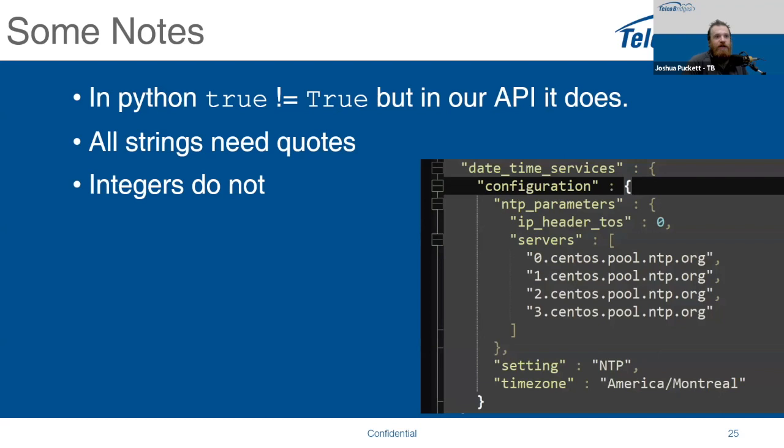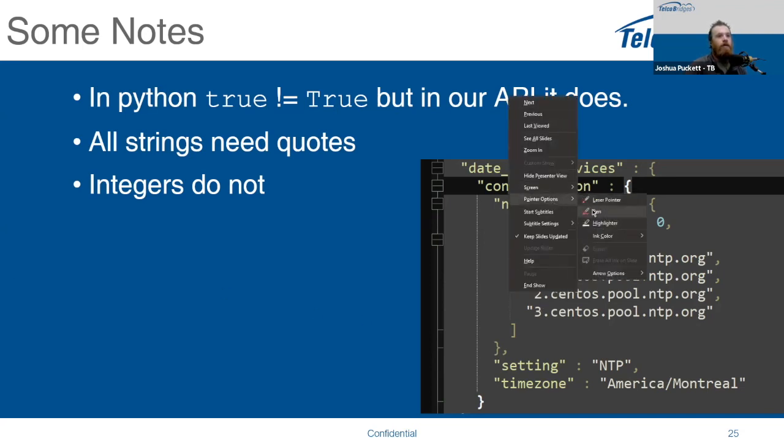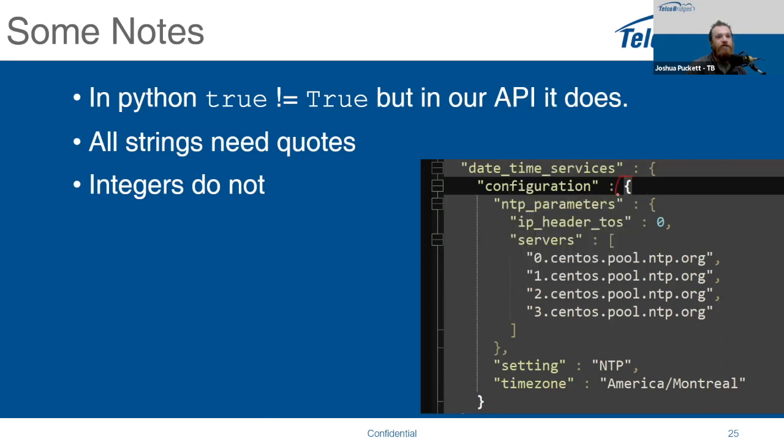And as we were looking at that simple one about the car, here's one where it's more complicated, because in datetime services, which is the key, the value is another dictionary. And in that dictionary, there's a new key of configuration. And the value of that key is another dictionary. And inside that dictionary, there's a key of NTP parameters. And the value of that, you get my point. All of these are their own dictionaries. Everything that starts with this.